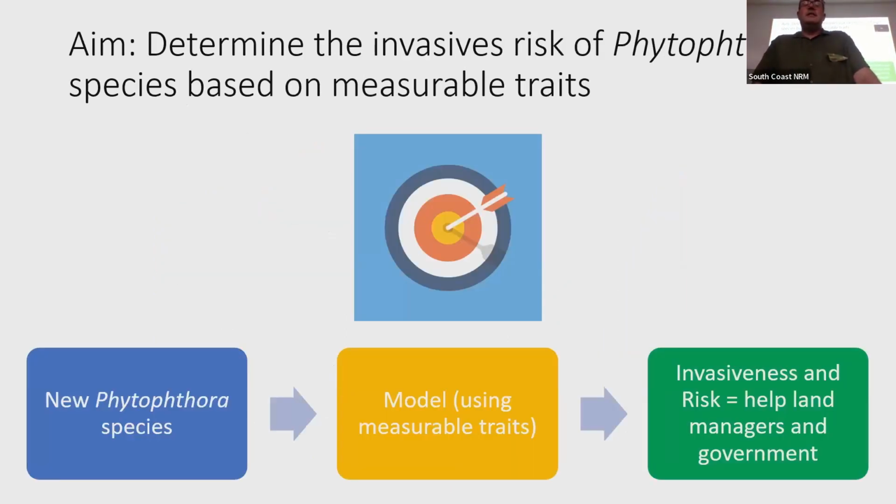So the aim of this work is to determine if the invasive risk of Phytophthora species can be determined based on measurable traits. So the idea is you get a new Phytophthora species. Can we go out there and measure characteristics of this new Phytophthora species in the environment or the laboratory? And can we work out the invasiveness of that species using a model? Because if we can work out how invasive it is, maybe we can work out how much of a threat it's going to be to industry, to government, to trade, and so on. So that was the aim of this work.